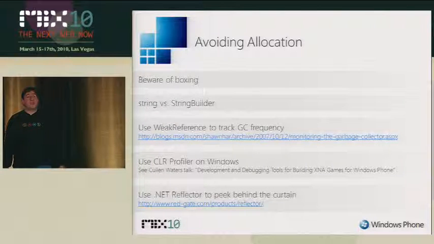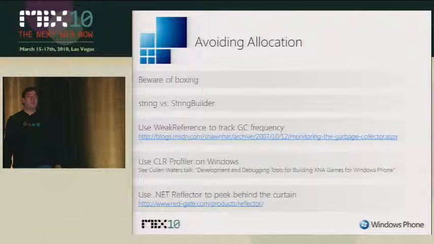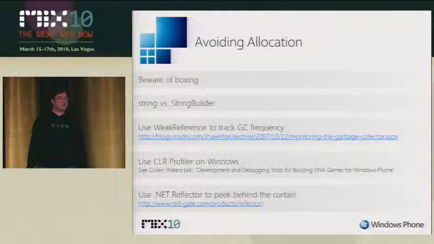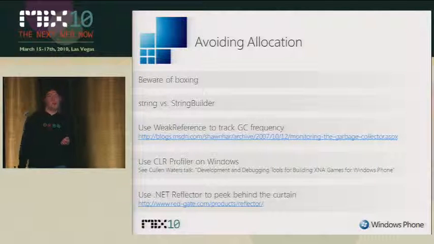Another great tool is the CLR Profiler on Windows. This doesn't run on the phone directly, but using XNA, it's very easy to make a Windows version of the same code that you want to run on the phone. So you can use CLR Profiler on Windows, and that will show you exactly where your code is allocating, how much, what types, which line of code is doing the allocations. It's a really good tool.